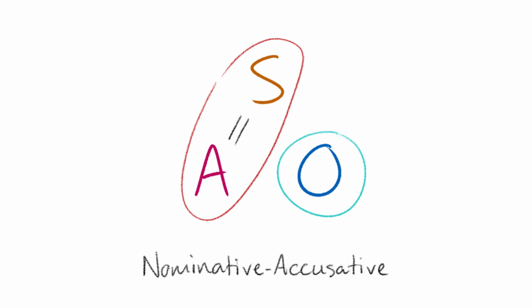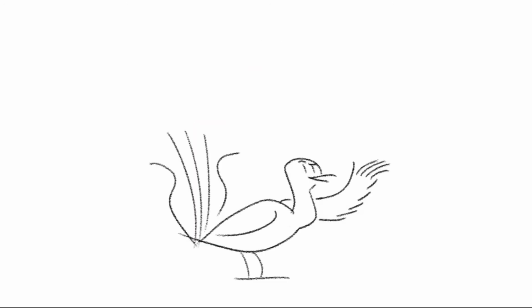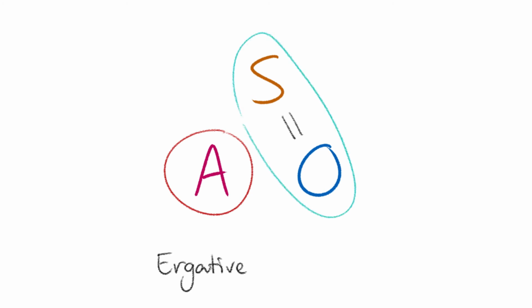So that's the nominative-accusative alignment sorted out, but obviously if that were the only type of case marking system out there, I wouldn't be bringing it up. There are also many languages that mark the agent with its own case, known as the ergative, and the subject and object with another, known as the absolutive.